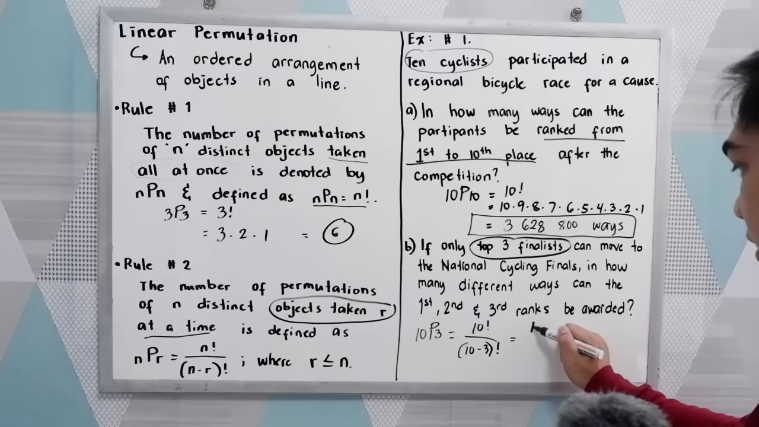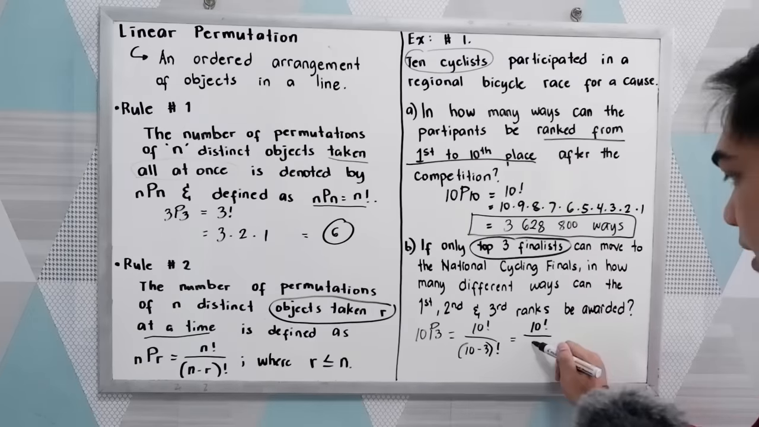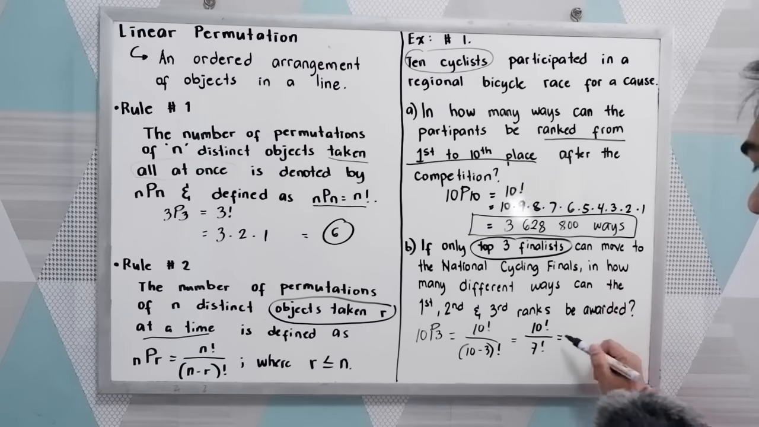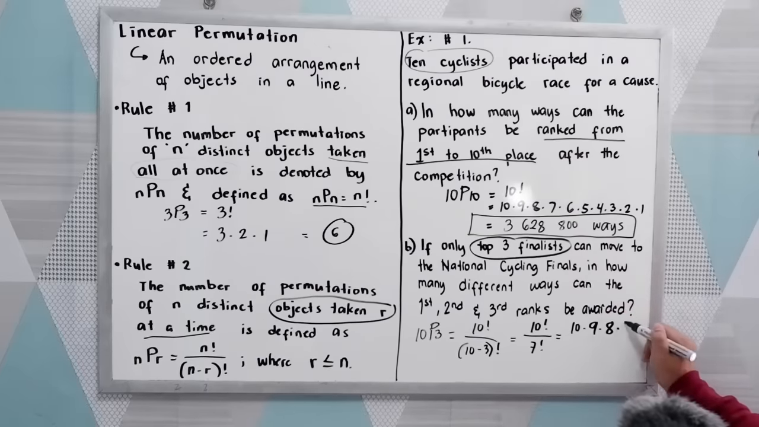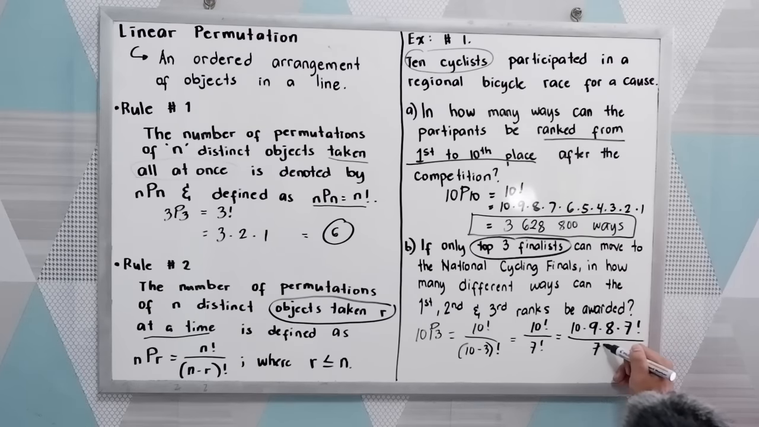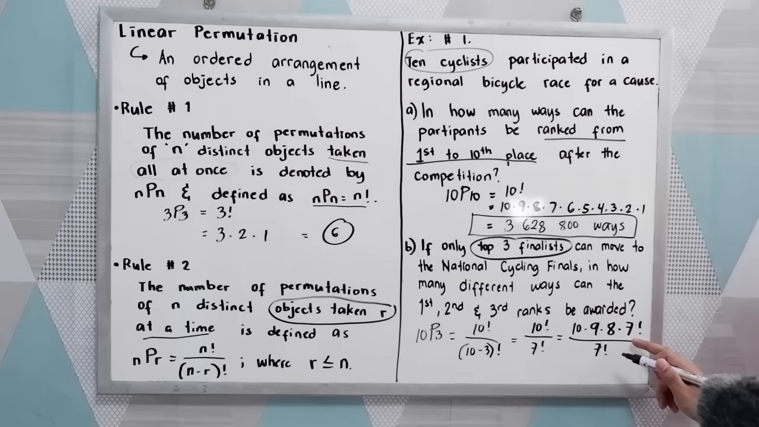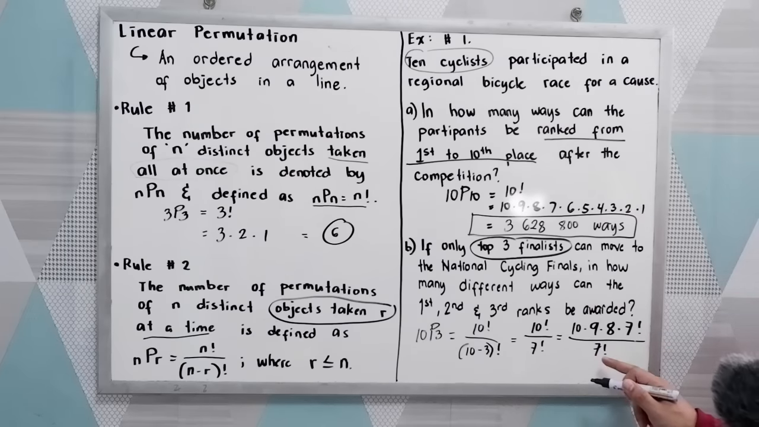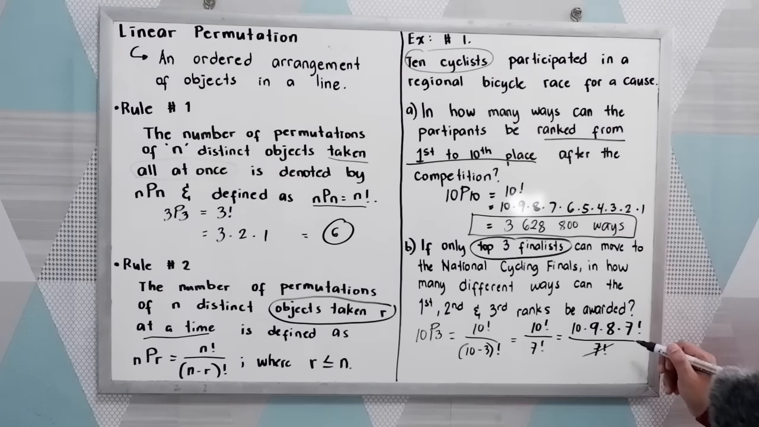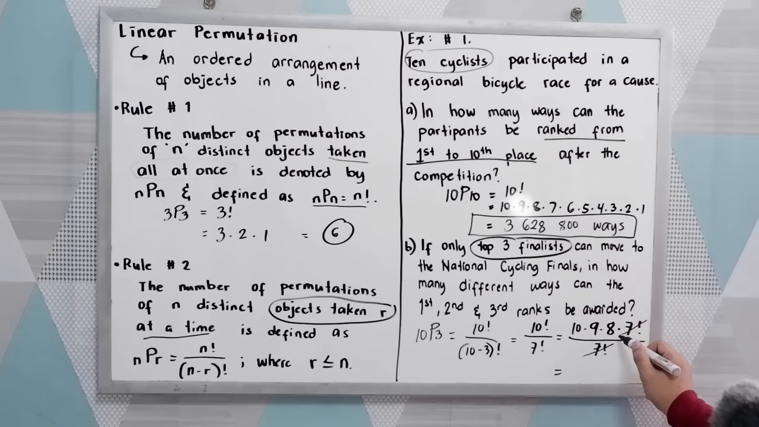Now to simplify, that is 10 factorial over 10 minus 3, that is 7 factorial. Now we have 10 times 9 times 8 times 7 factorial all over 7 factorial. So 7 factorial in the numerator is 7 times 6 times 5 times 4 times 3 times 2 times 1, and 7 factorial in our denominator is the same. So we can just cancel 7 factorial in the denominator and in the numerator to get the final answer, that is 10 times 9 times 8. 9 times 8 is 72, times 10, 720 ways to award the first, second, and third.